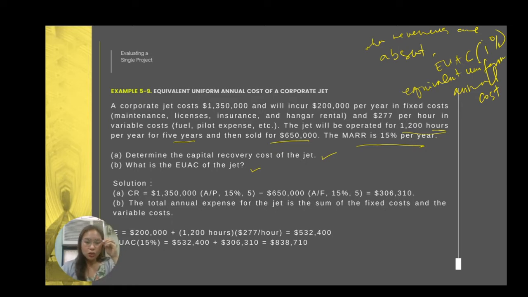Okay, let's move. Solution. Our CR is the only thing we compute first, and that is 306,310. The total amount of expense for the jet is the sum of the fixed cost and the variable cost. So E is equal to 200K fixed cost per year, plus 1,200 hours per year times the $277 per hour rate, so that's 532,400. Now, for the EUAC at 15%, we use this E.